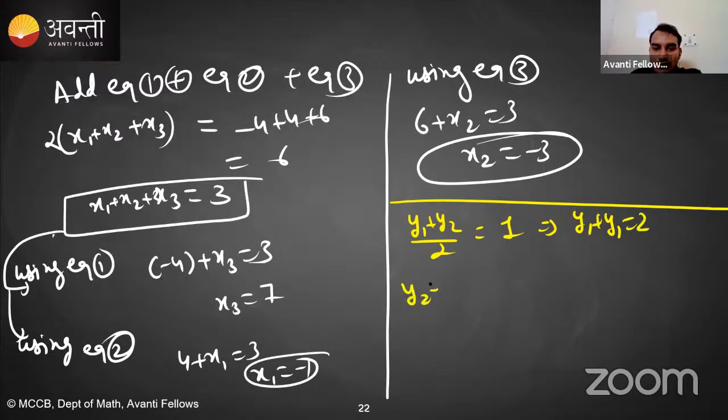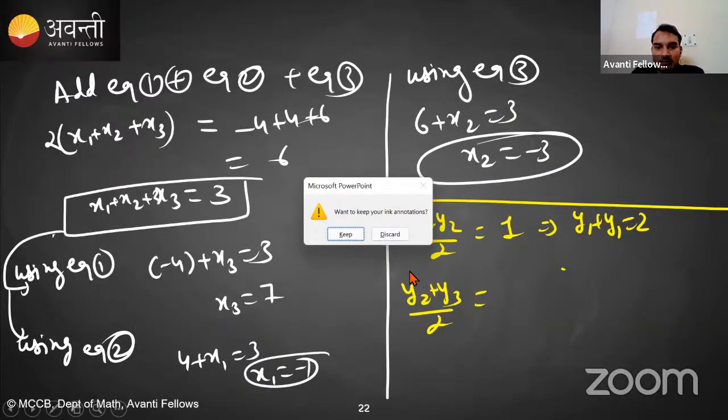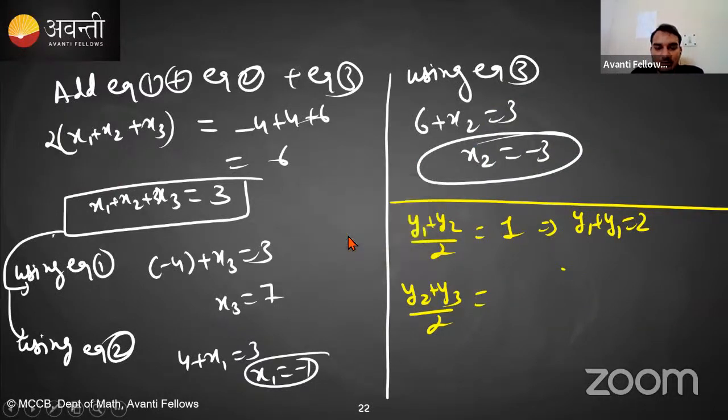Again y2 plus y3 by 2, midpoint of... one second, student. Just give me 1 minute.